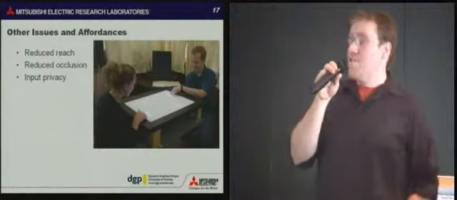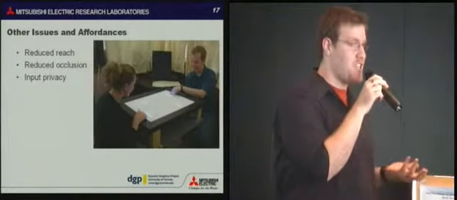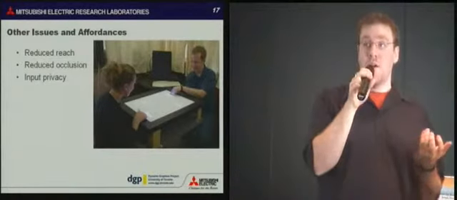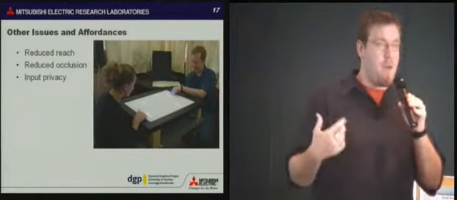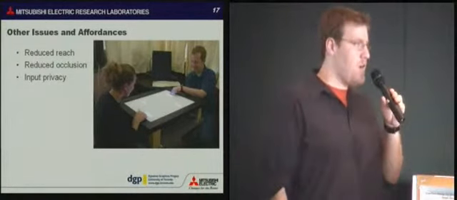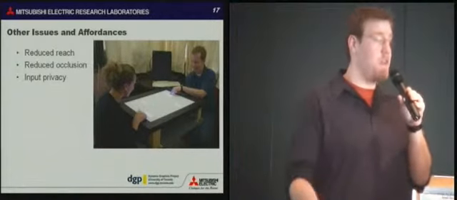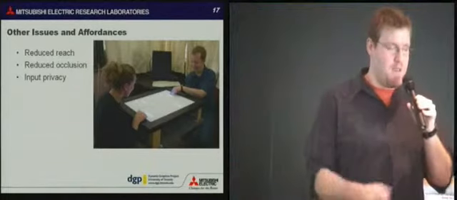A few more issues. The first is reduced reach. It is absolutely the case that a user is not able to reach as far when they're reaching underneath the table because the table is blocking their arm from making that touch. What previous results in tabletops have suggested, though, is that most of the primary work on a tabletop is done immediately in front of the user. So that's perhaps less of an issue than it might otherwise be.